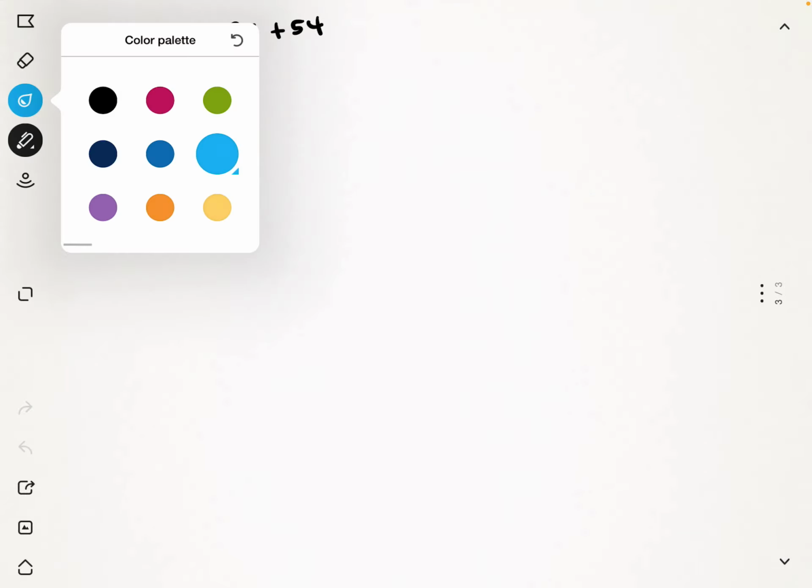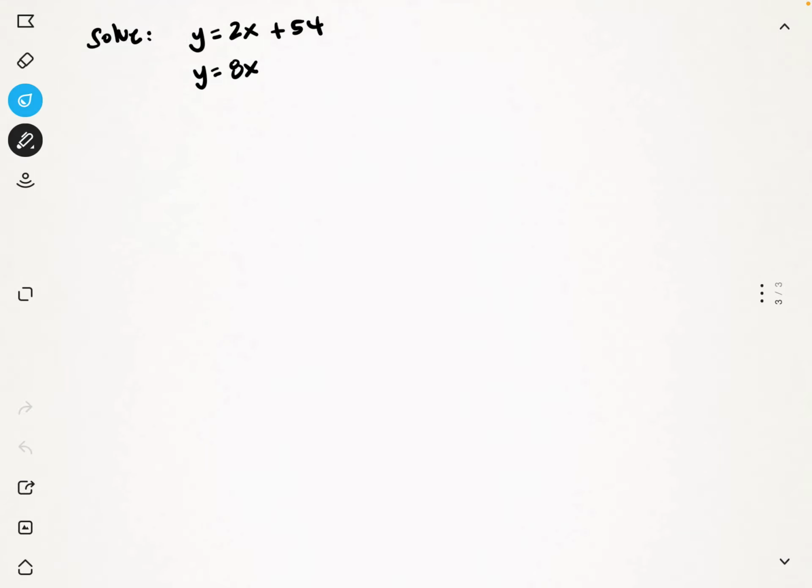Okay, on to the next one. So same idea. This one, if you notice, it's both y equals, so we're going to solve this a little bit differently. The same idea applies though. I'm just going to take this y, which is equal to 8x. I'm going to substitute it for y there. So what we're going to have is 8x equals 2x plus 54.